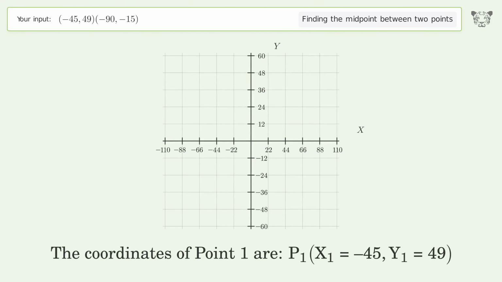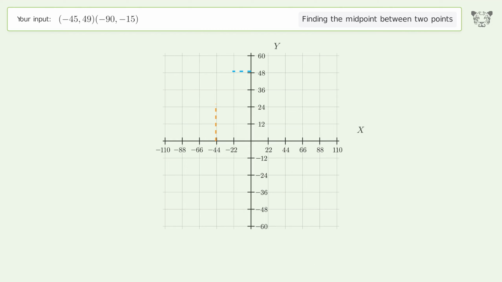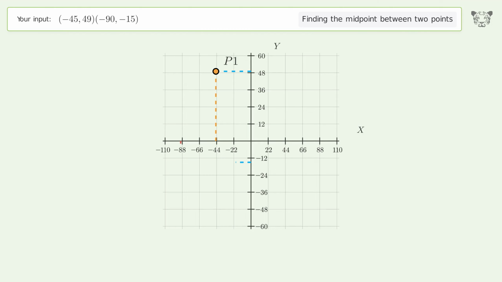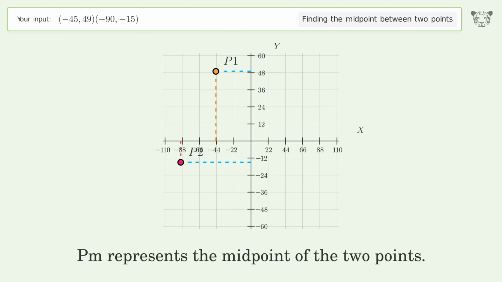The coordinates of point 1 are, x1 equals negative 45, y1 equals 49. The coordinates of point 2 are, x2 equals negative 90, y2 equals negative 15. PM represents the midpoint of the 2 points.